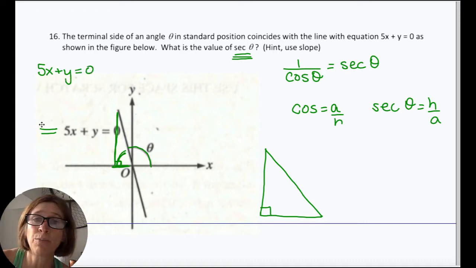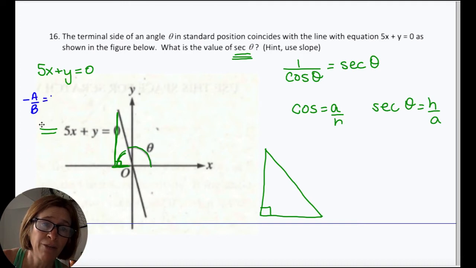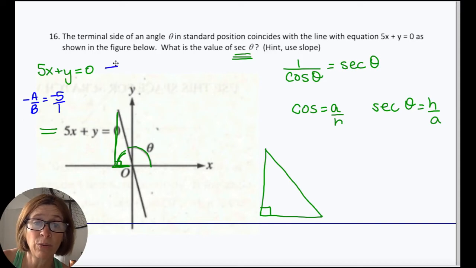Some of you may remember that to find the slope in standard form, it's just negative a over b, which would be negative 5 over 1. Others might have to put it in y equals mx plus b, which would give me y equals negative 5x. So my slope is negative 5 over 1. Okay, so my change in y is 5 units, right? And my change in x is 1 unit, right?